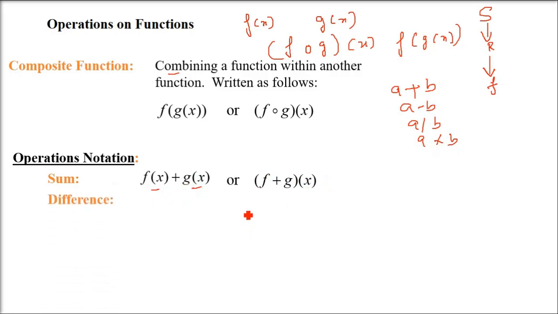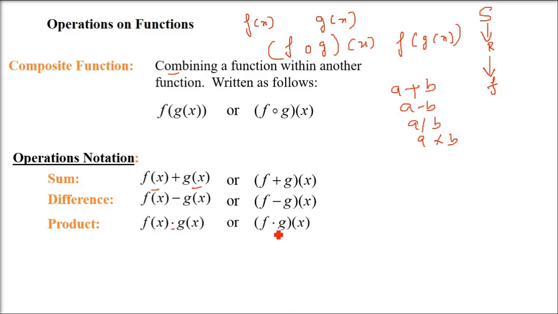This is the sum. Difference is the subtraction. This is how you write the sum and this is how you write the difference: f(x) minus g(x) or (f − g)(x). Product is the multiplication, dot in between, f(x) dot g(x), or you can also write it as (f · g)(x). The thing remains the same; you actually multiply these two. Quotient is division, f(x) divided by g(x), or (f/g)(x).